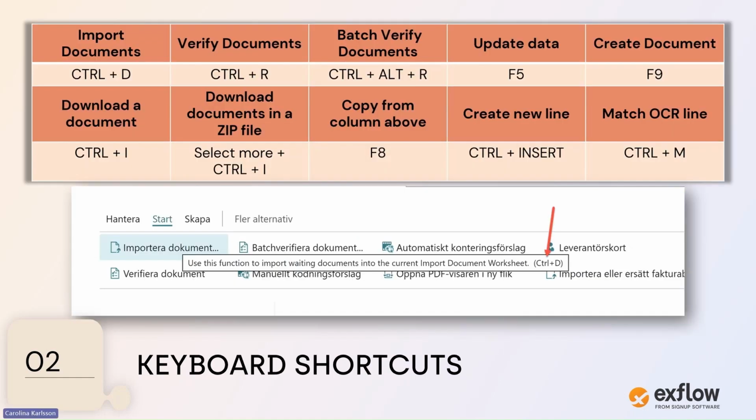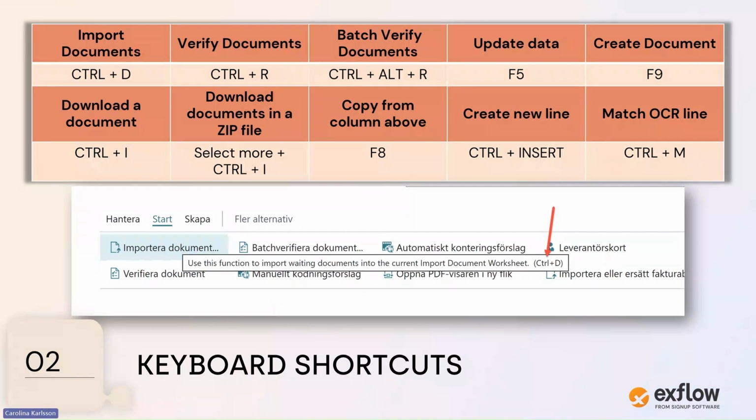Number 2, here are some tips on keyboard shortcuts. When you receive the recording, take a screenshot or write down the ones you want to use more. All function with keyboard shortcuts. If there is a shortcut to a function in ExFlow, you can see it in the text when you hover over the button or function.